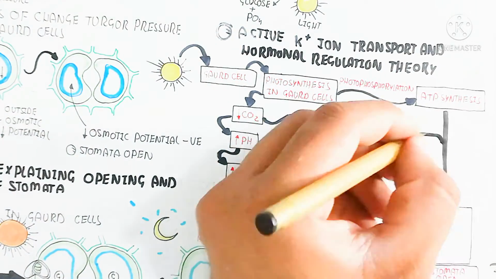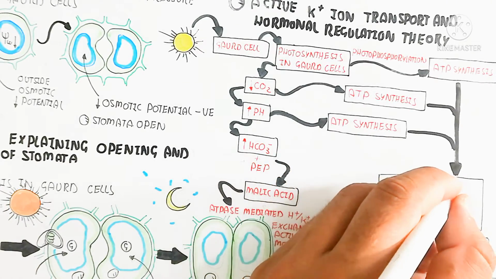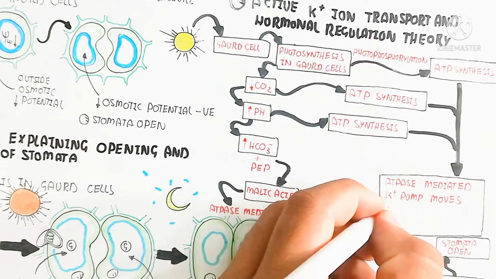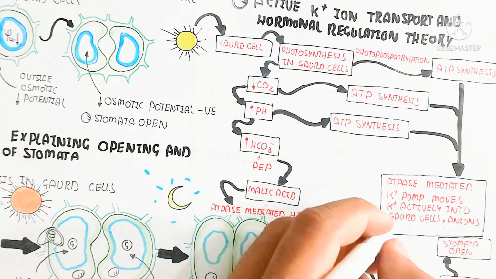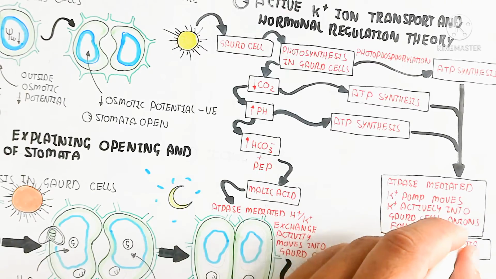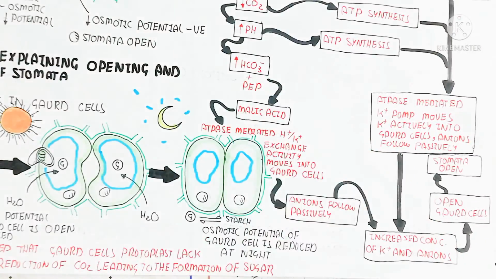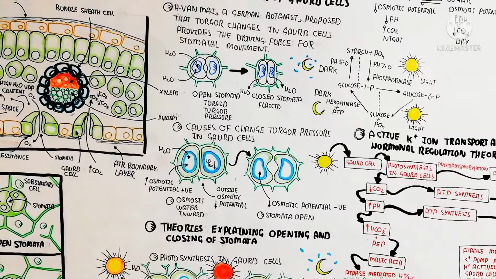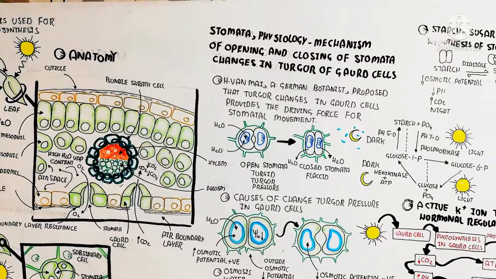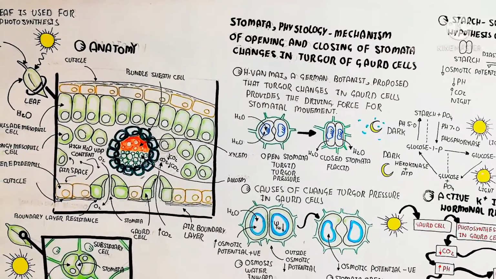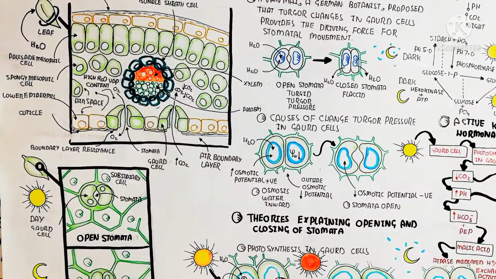In this case, you can see the ATP will be more produced during this daytime reaction, which leads to an ATPase mediated potassium pump moving potassium actively into the guard cells, and anions follow passively. In this way, the increased anions lead to the opening of the stomata. So this is the function of stomatal physiology, the mechanism of opening and closing of stomata, changes in turgor of guard cells. I hope you make sense of this.